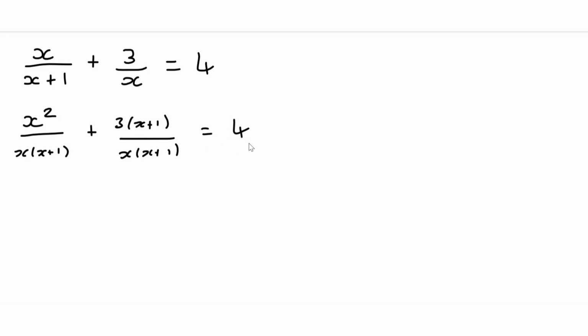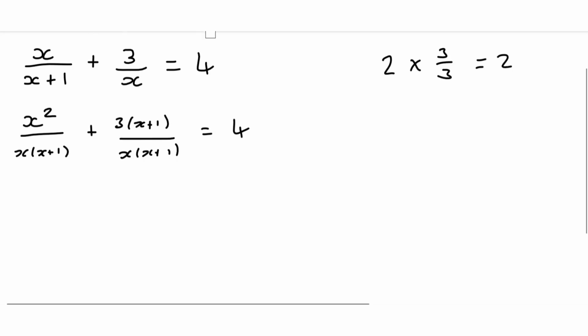The reason this right hand side remains unchanged and is still 4 is because I've multiplied both top and bottom of both these fractions by the same thing. So let's take, for example, any number, 2. If I multiply this by 3 but then divide it by 3, it's still equal to 2, so nothing's changed. Okay, so that's why this right hand side has remained unchanged.